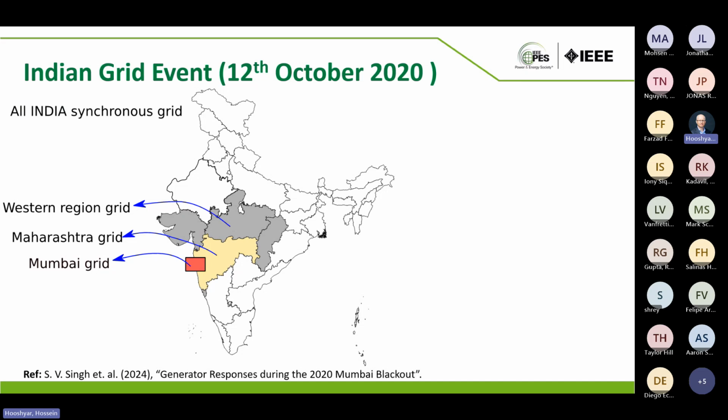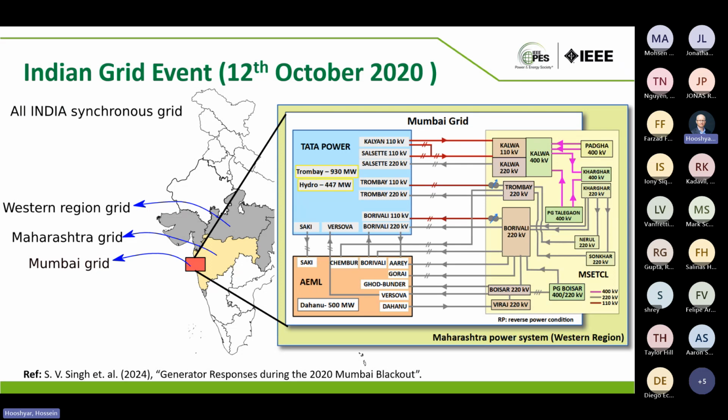So what happened on 12th October 2020 is that this is the big picture of Mumbai. In Mumbai there are mostly two big generating companies, Tata Power and Adani, and the Mumbai loading is significantly higher than the generation capability. So normally the power is being imported in Mumbai, and at the instant of the disturbance, the amount of power that was being imported was around 2 gigawatts.